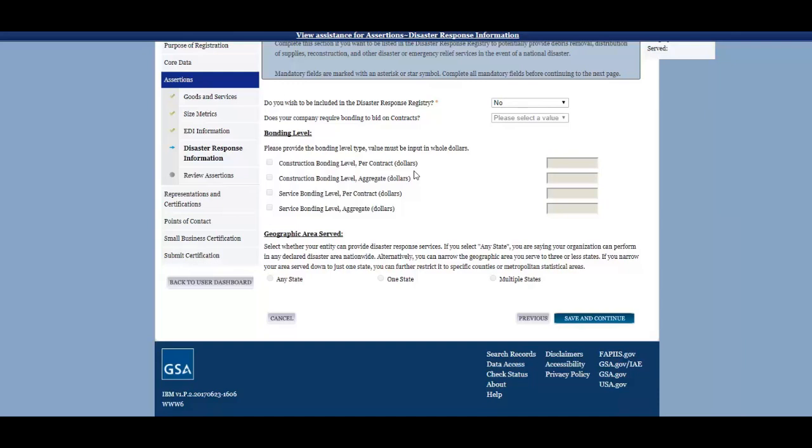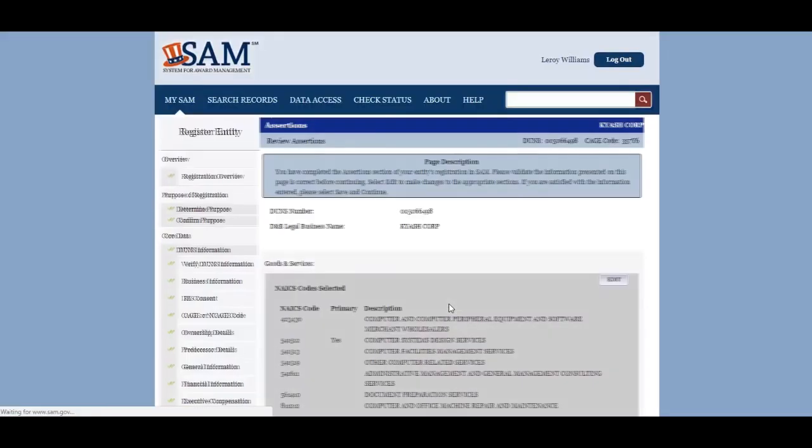I've seen them in the past, they're called bid bonds. I've had to include many a bid bond with a proposal, especially when I worked at the environmental company in New Jersey about 10 years ago. So anyway, here's the bonding level, and you've got all these fields, they're blank for us. Geographic area served, again, we've kind of left this one blank, and we're just going to hit save and continue.